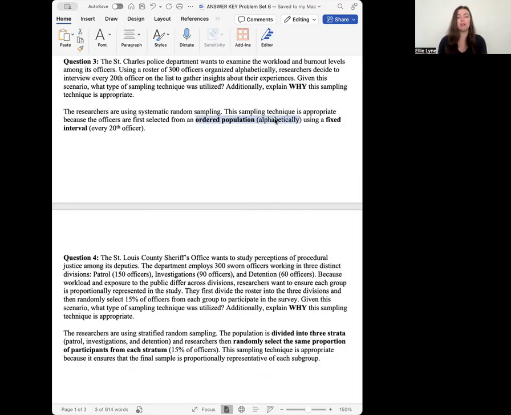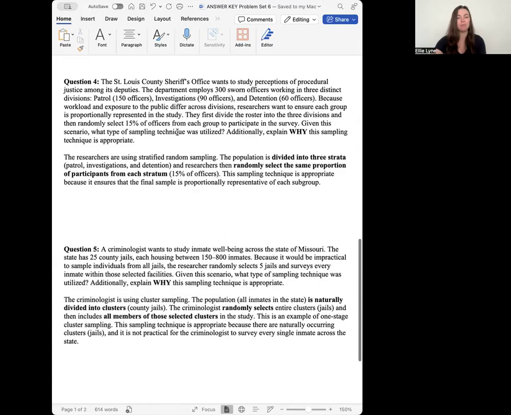Again, this type of sampling is really for efficiency purposes. It's not necessarily feasible for these researchers to interview all 300 officers. But again, because they're ordered, it is random, right? Besides it just being alphabetical, there's no real pattern other than the last name. And using a fixed interval does add some randomness as well. So the researchers don't necessarily know who the officers are in that alphabetical order, and they're just using every 20th officer within those lists.